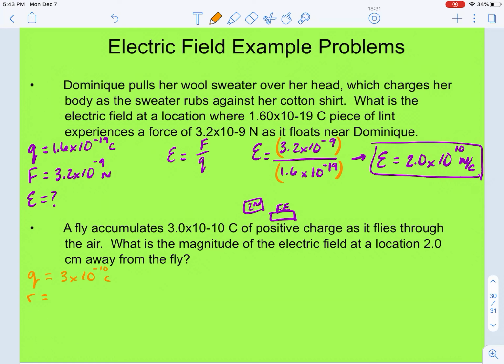So for this question, our Q is a value of 3 times 10 to the negative 10, and it did say that was positive. Our distance between our source charge and this little positive charge is 2 centimeters. So don't forget that you have to go and convert that into meters for your math work. And they are asking us for the electric field strength. So for this question, we are going to use E equals KQ over R squared.